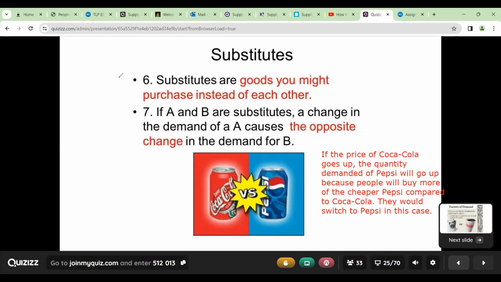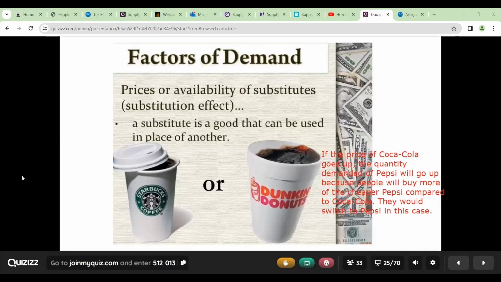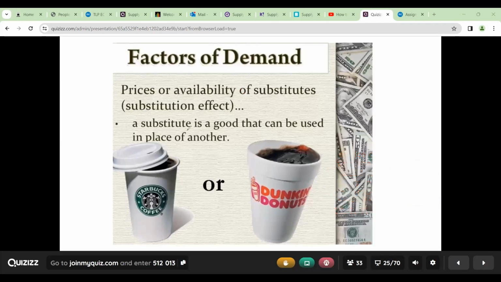So, factors of demand. Here, price or availability of substitutes, the substitution effect. A substitute is a good that can be used in place of another. So if the price of Starbucks goes up, the quantity demanded of Dunkin' will go up because people will switch to Dunkin' because it's cheaper now. They'll buy more Dunkin' Donuts coffee because it's cheaper in comparison. That's why.